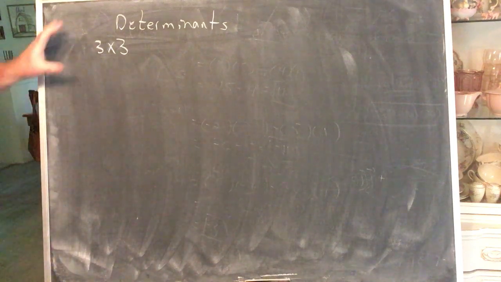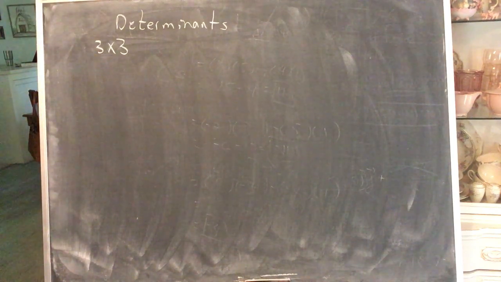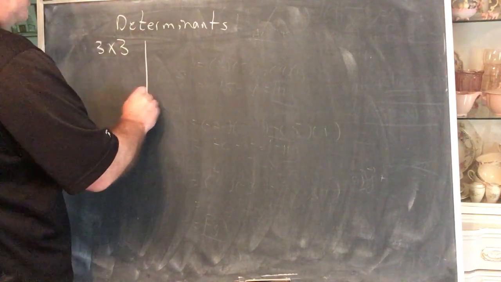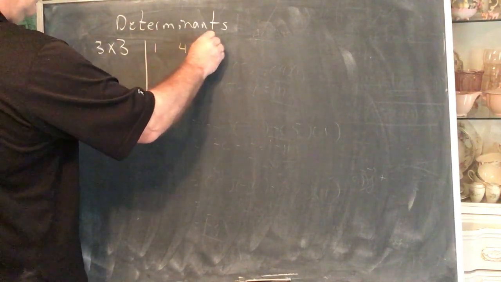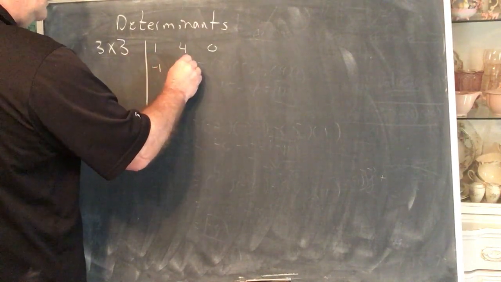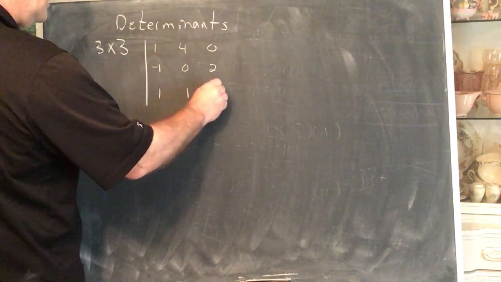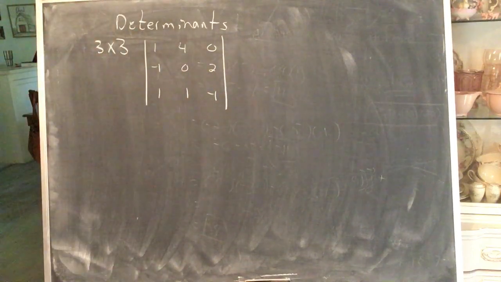Now, our next notion is to ramp this notion of determinants up into a 3 by 3 system. So the structure should be straightforward. 1, 4, 0, negative 1, 0, 2, 1, 1, negative 1. I'm just picking numbers out of the blue sky, but a 3 by 3 determinant.